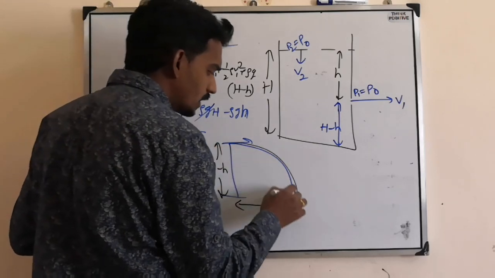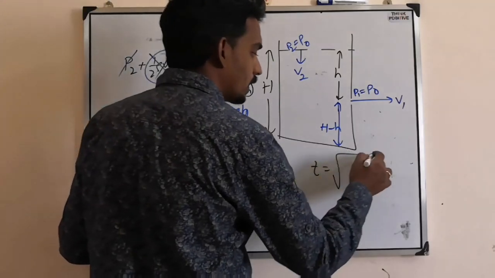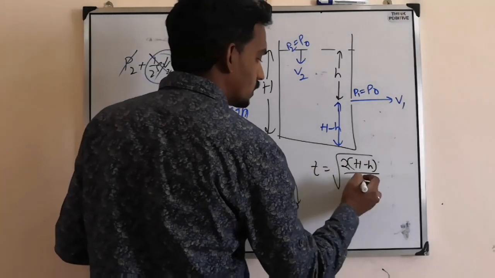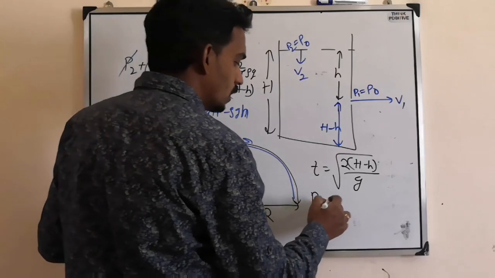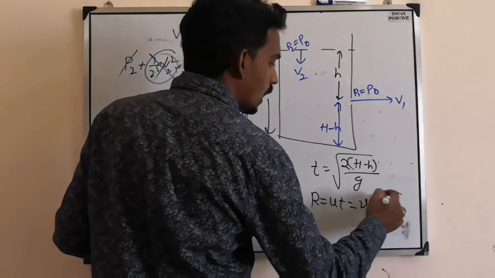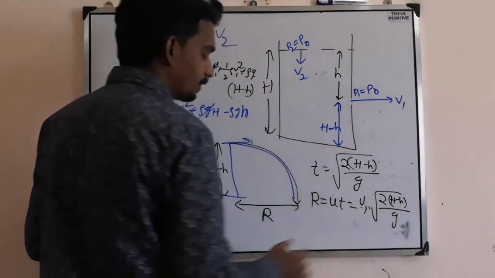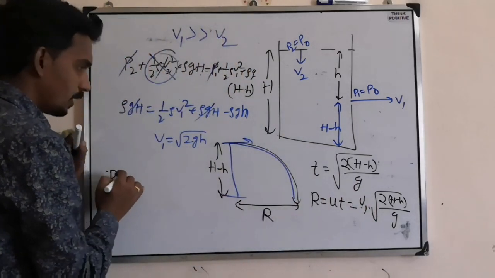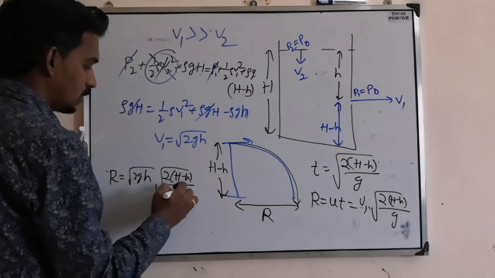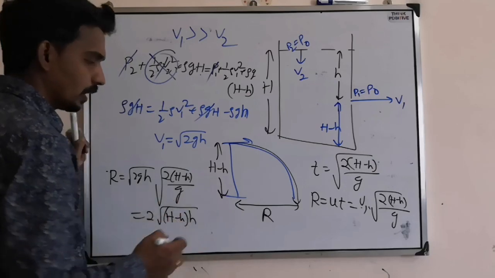Then they will ask you what is the time taken to hit the ground. The time taken for the horizontal projectile formula is root of 2h by g, where 2 into height is h minus h by g. And the range formula is u into t, horizontal velocity into time, so that is u into root of 2(H minus h) by g. u is nothing but how much? v1. If you substitute the v1 value here, v1 is root 2gh, and into root of (H minus h) by g, then g gets cancelled. So 2 root h into (H minus h).